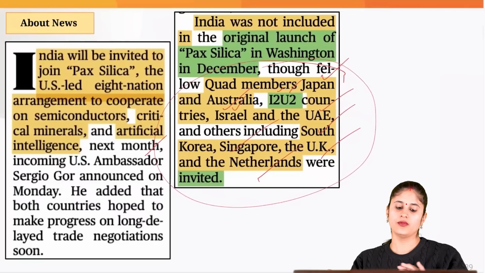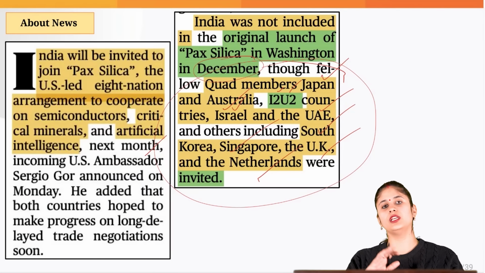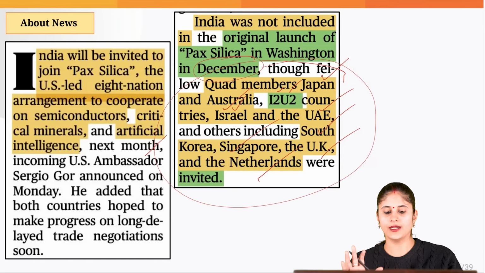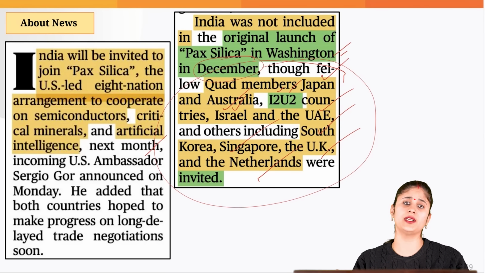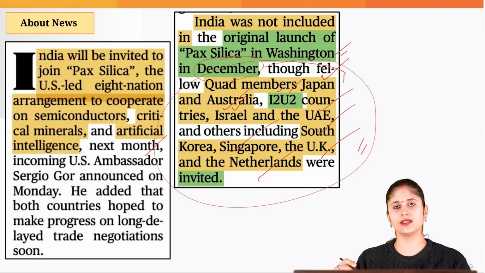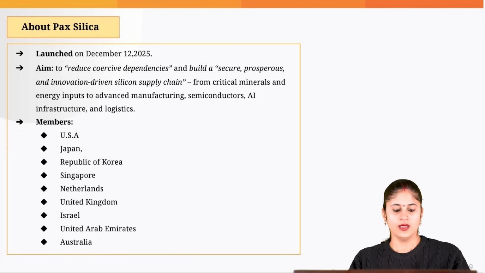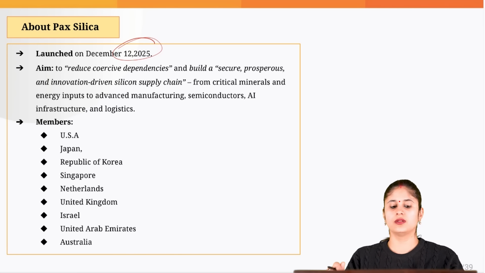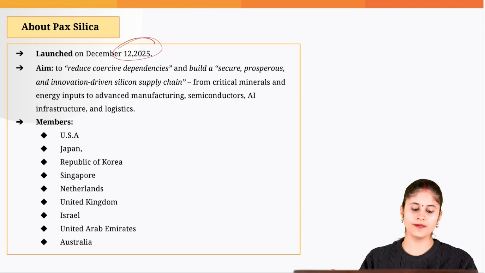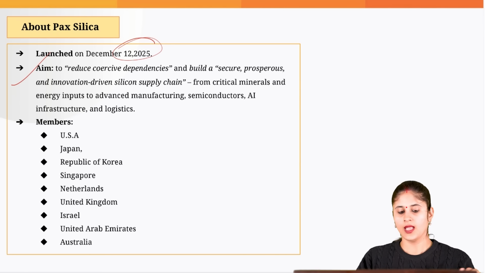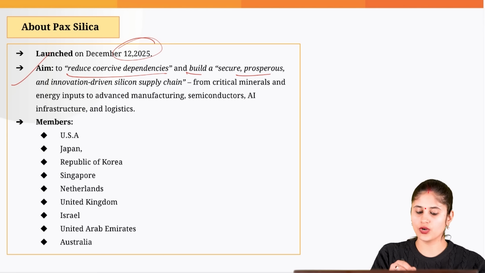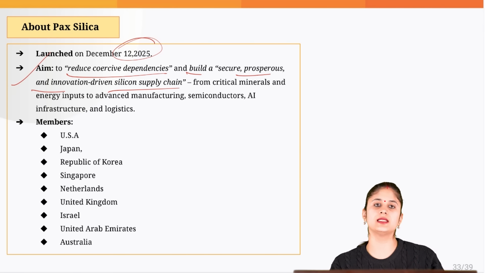Last year, in December, when the US launched this Pax Silica initiative, at that time it did not invite India, but other countries were invited. Now, it was launched last year, December 12, and basically the aim is to reduce the dependence on China, to reduce coercive dependency on China and build a secure, prosperous, innovation-driven silicon supply chain.